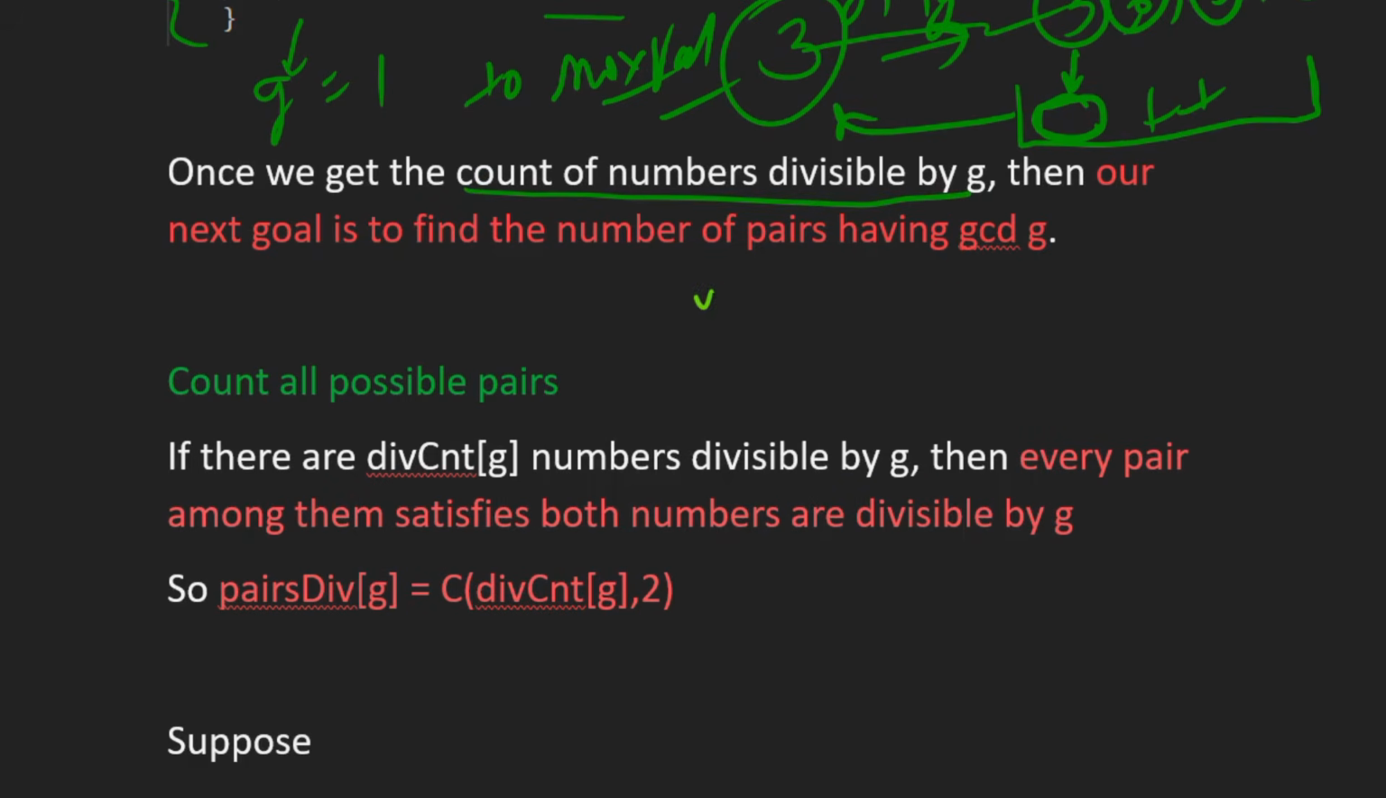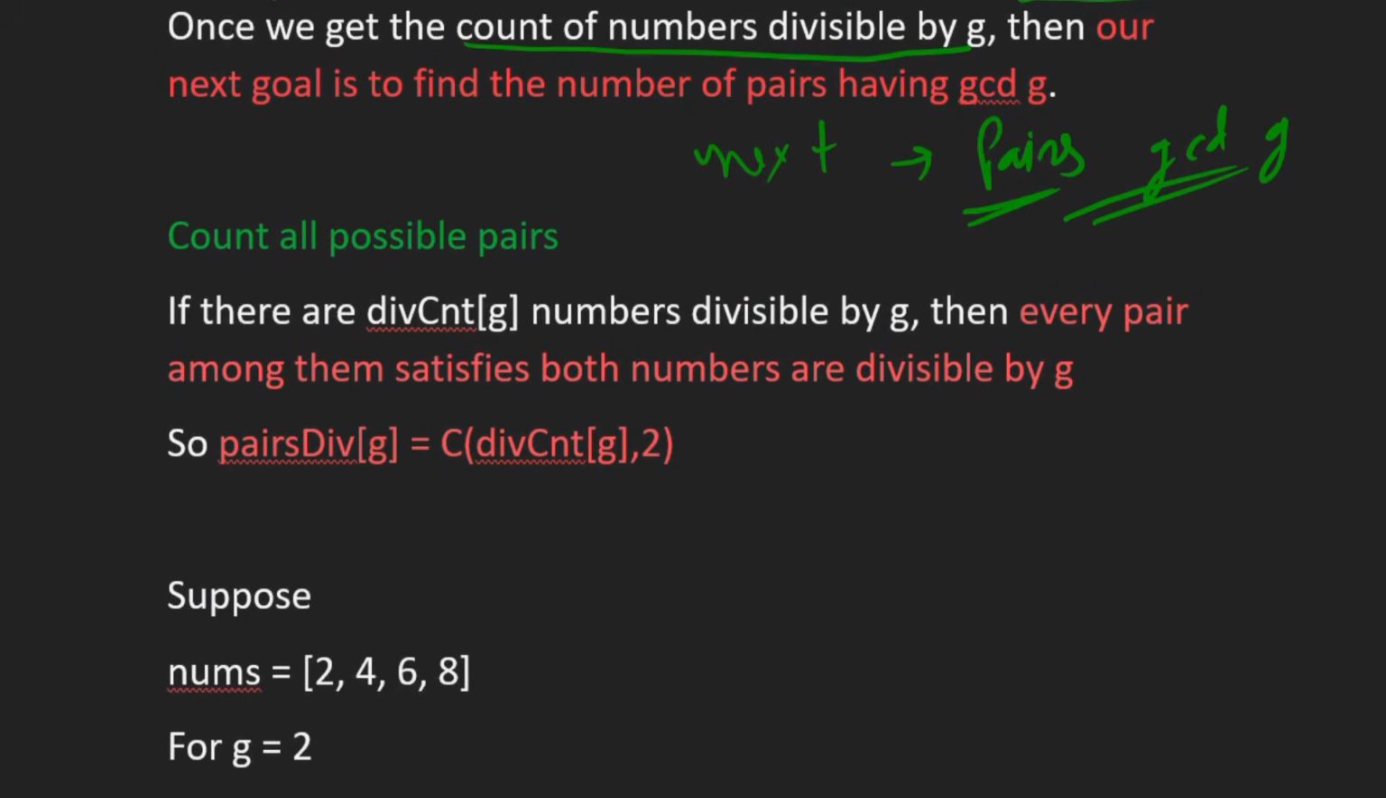Now our next goal will be to find the pairs having the gcd value equal to g, right? For that we already have the numbers that are divisible by g. So what we'll do is count all the possible pairs. Div count of g will give us the frequency, or the count, of the numbers which are divisible by g.